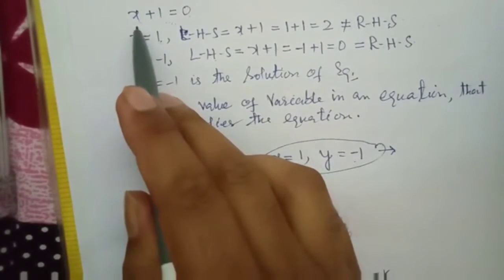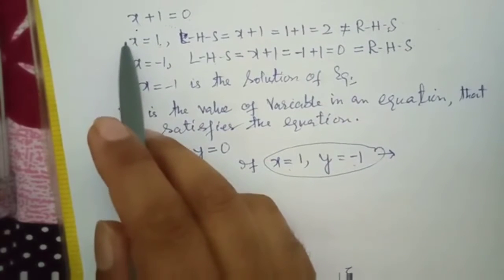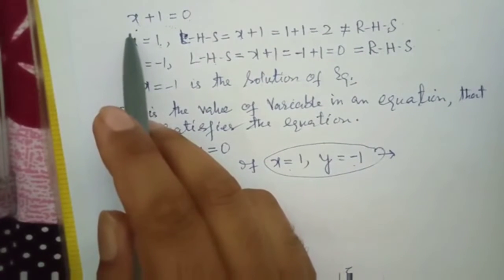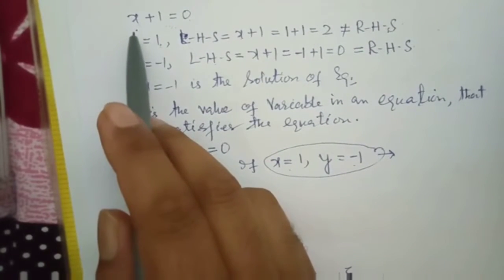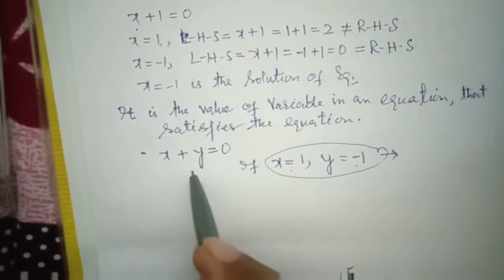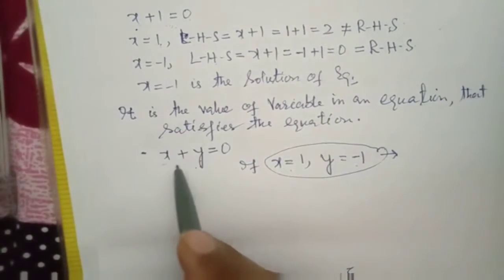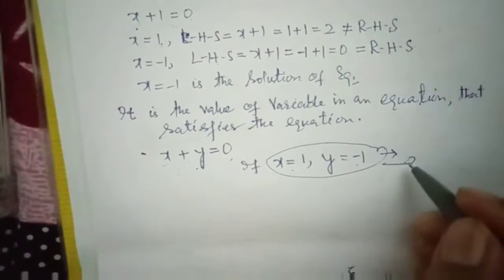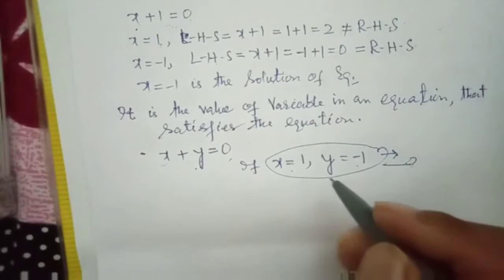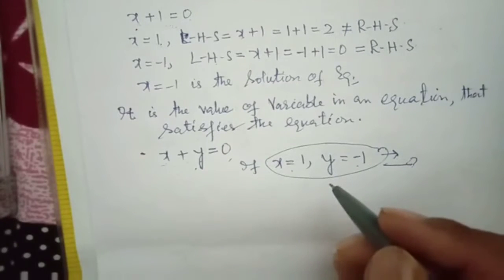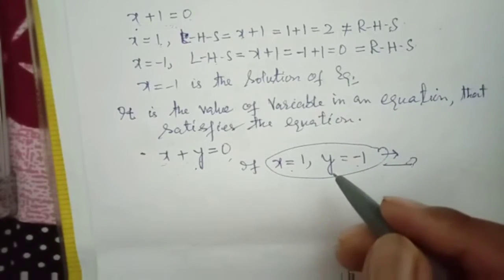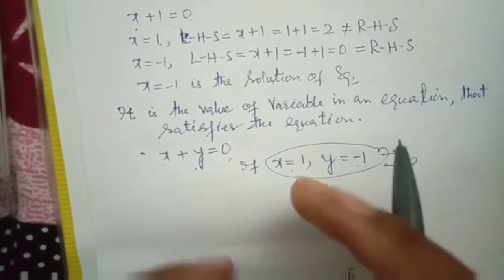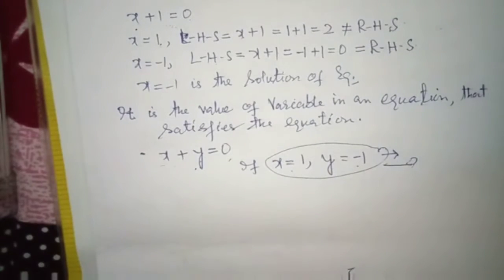Here only one variable was there, so only one number will be the solution of the equation. But here two variables are there, so two numbers will be the solution of the equation. This was a little bit about the solution of the equation. Later, when we discuss and solve the exercise, we will once again try to understand deeply the solution of the equation.